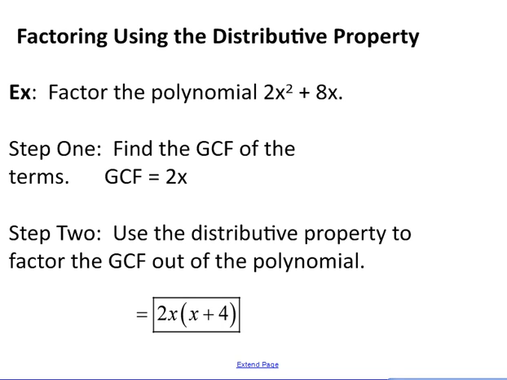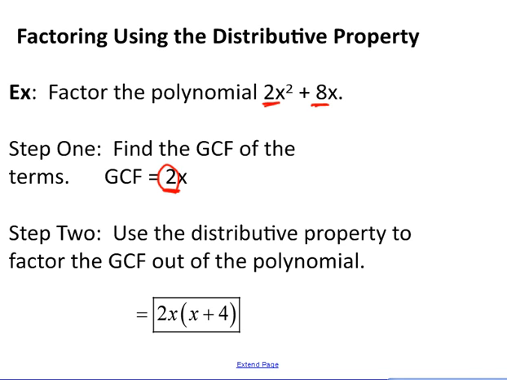Suppose you have a polynomial 2x squared plus 8x, and I want to factor it. Factoring is the opposite of multiplying. If I want to factor out the greatest common factor, or the GCF, I need to look at my 2 and my 8, or my coefficients, and what number goes into both of them. Well, the largest number that goes into both 2 and 8 is 2. You also have to look at your variable.